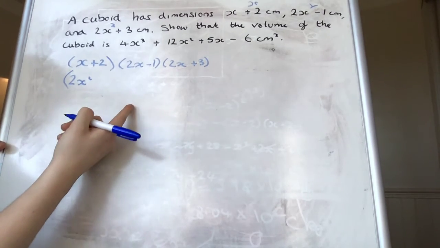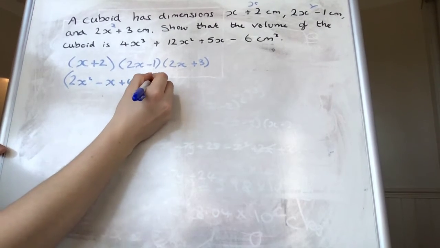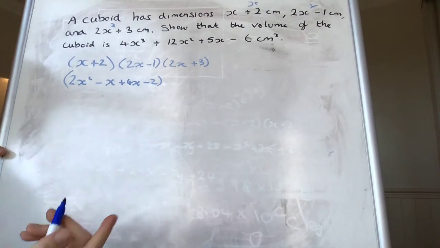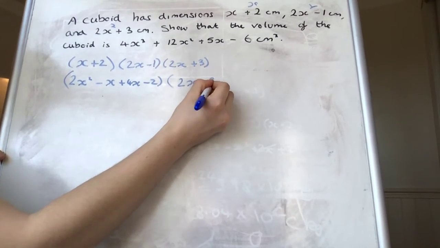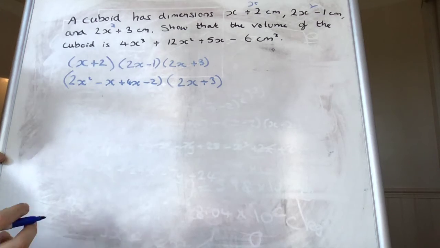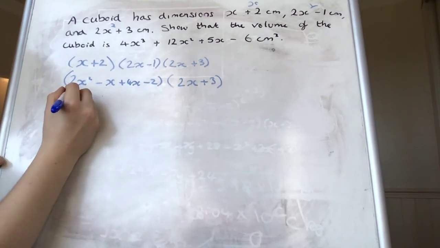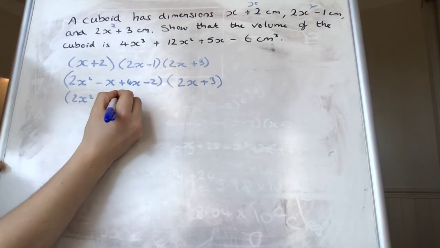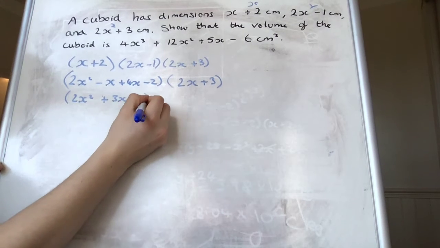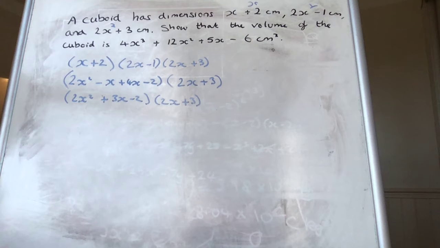So 2x squared minus x plus 4x minus 2, and then we obviously still haven't dealt with this bracket yet, so let's just stick the 2x plus 3 on the end as well. And then what we can do is just simplify this down, and that will give us 2x squared plus 3x minus 2, and then 2x plus 3. So that is our slightly simplified expression.